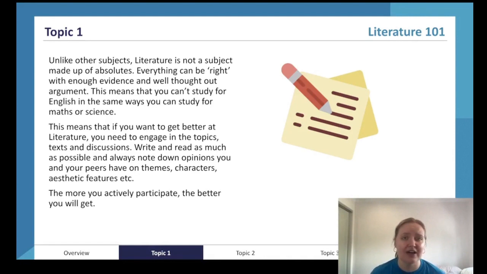My go-to rule is that the more you actively participate within English, and that includes participating in class, asking questions, engaging in conversation, pushing back on people's ideas, the better you're going to get. So I definitely encourage you to take an active role in literature in your senior year, and you would be surprised at how much that will encourage your literature skills to come to the fore and how your academic numbers are going to respond to that as well.